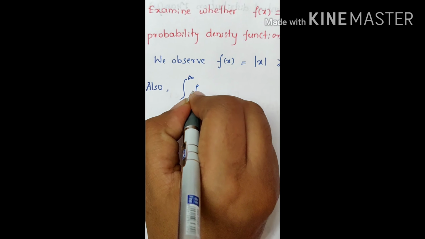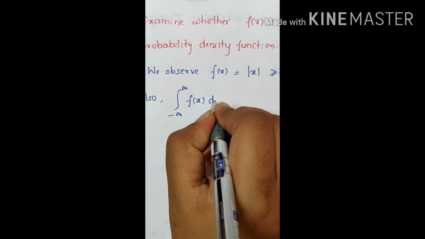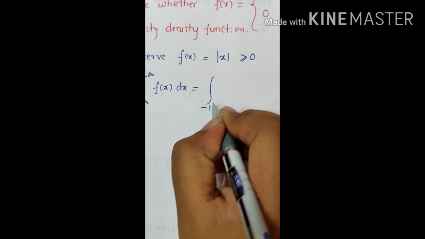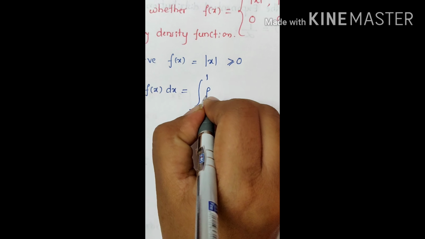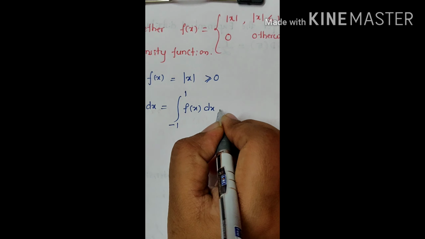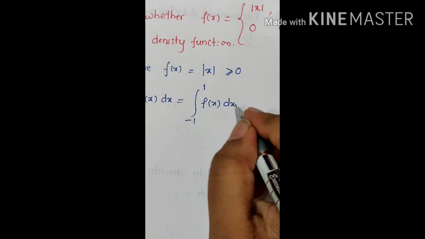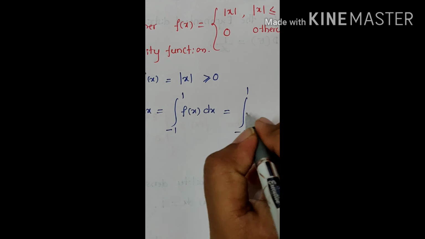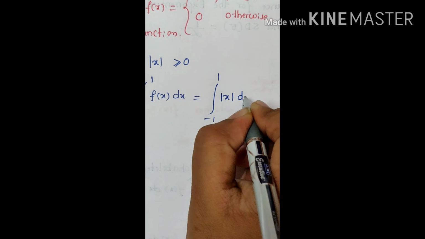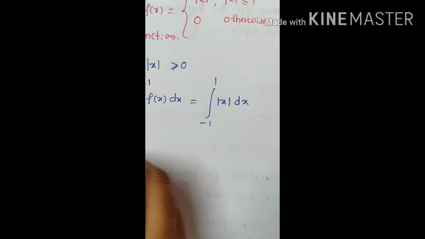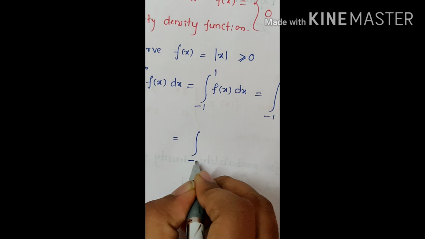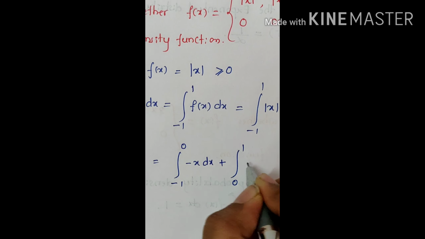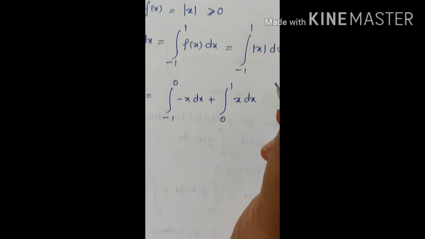the second condition, that is integration from minus infinity to plus infinity of f of x dx, can be divided in the interval as minus 1 to plus 1 of f of x dx. So it is the integral from minus 1 to plus 1 of mod of x dx. So again we can divide this as minus 1 to 0, it is minus x dx, plus 0 to plus 1, it will be plus x dx.